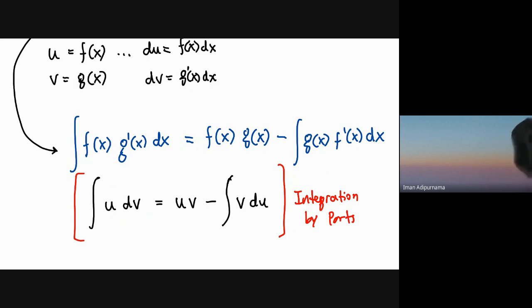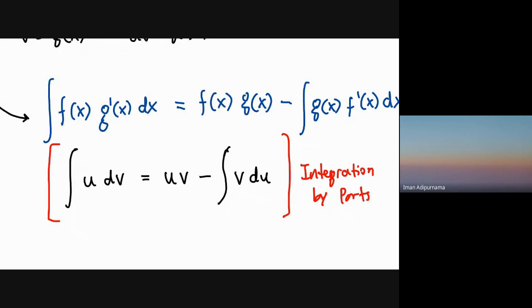Okay, what's the idea behind integration by parts? We need to identify which one is u and which one is dv from our integral. And when we have u and dv, each with its function, then we can set up this formula, and hopefully we can find the solution from this setup.